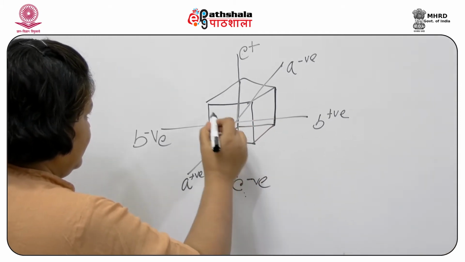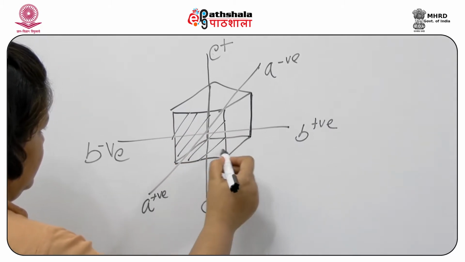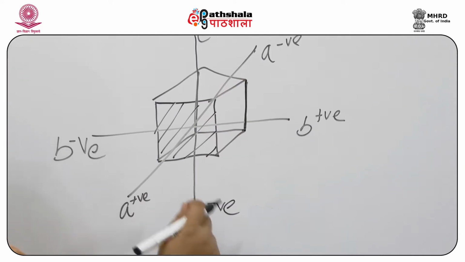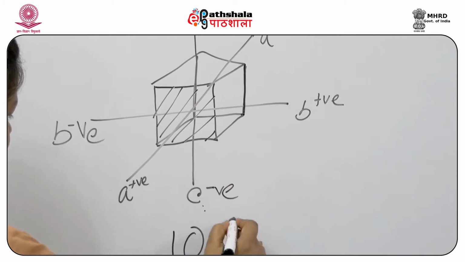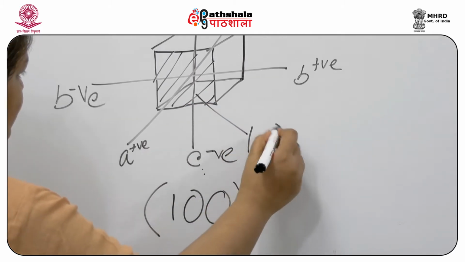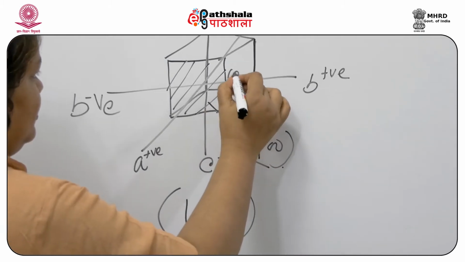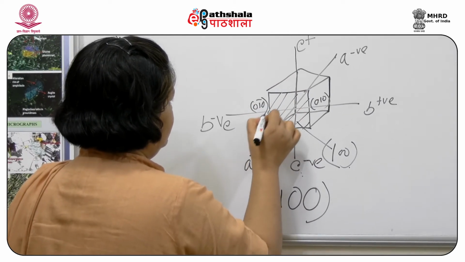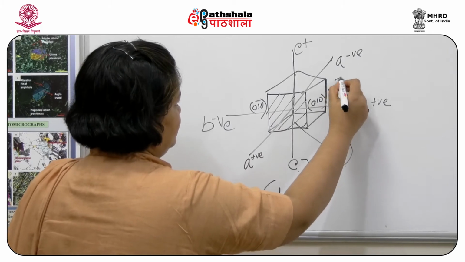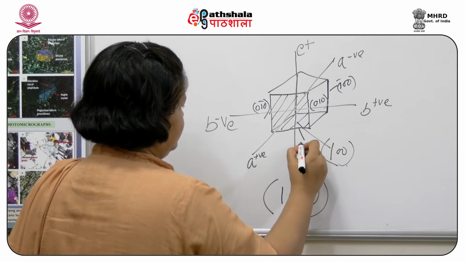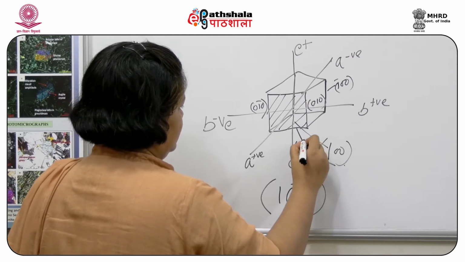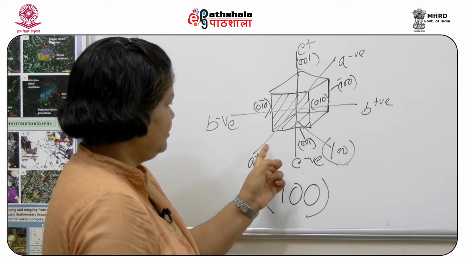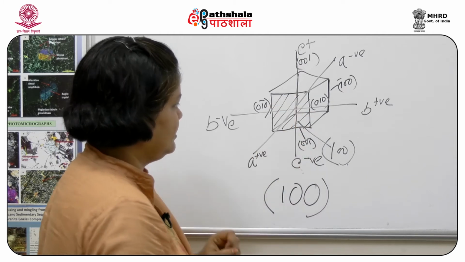If we have a face like this, this is the face which I am shading. This is the face which is cutting the A axis at unit distance, is parallel to the B axis and also parallel to the C axis. So this face is marked as the 100 face. Likewise, this will be the 010 face. The face on this side is 010. The face behind is 100. The face here will be 001, and this will be 001. So these are the faces which are oriented with a certain orientation with respect to the coordinate system.